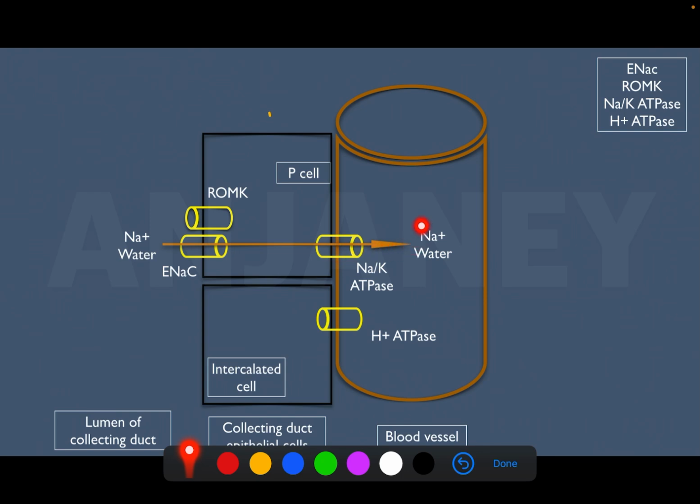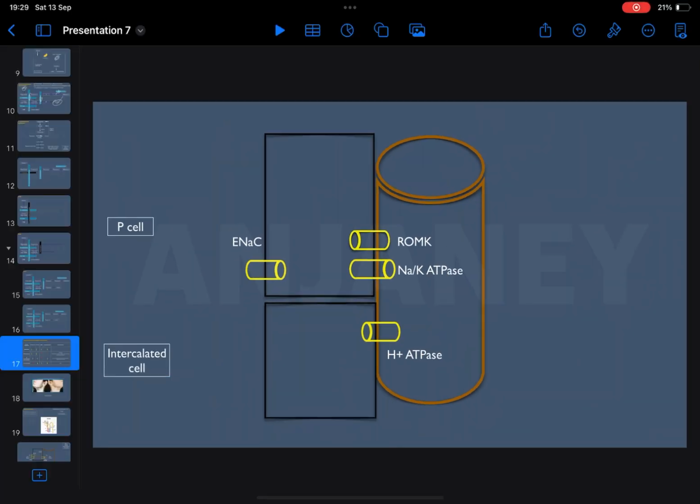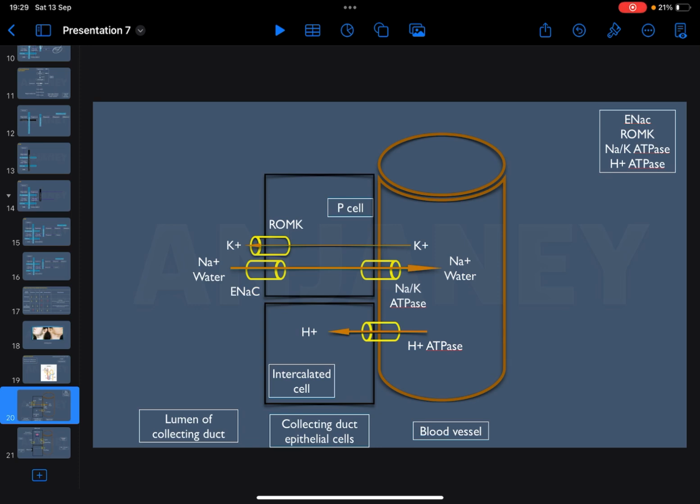So it throws sodium into the blood and takes potassium. The potassium comes into this cell, and the potassium is released out by the ROMK channel. So we lost sodium from urine and gained it in blood. Sodium and water are reabsorbed into our blood, while potassium is lost in the urine through these channels in the collecting duct. Now this H plus ATPase will throw H plus outside in the urine here.